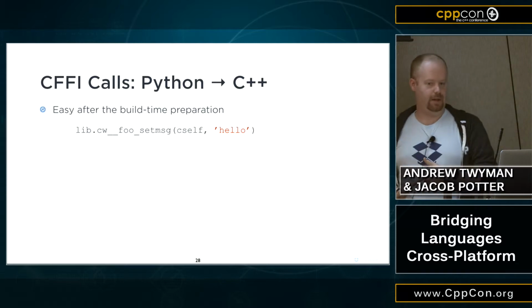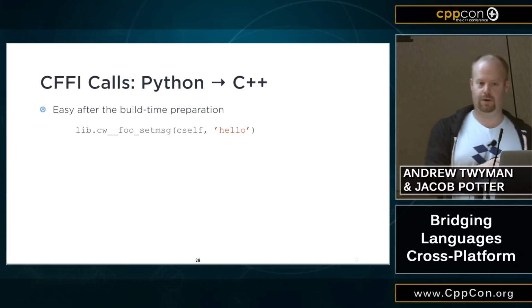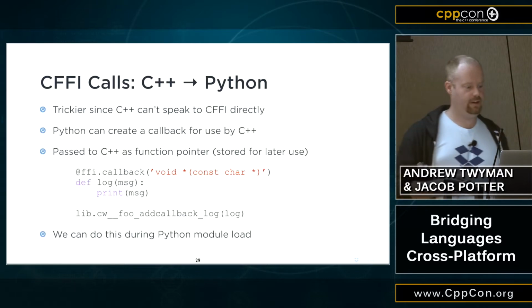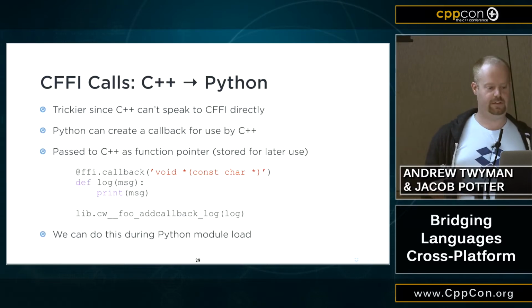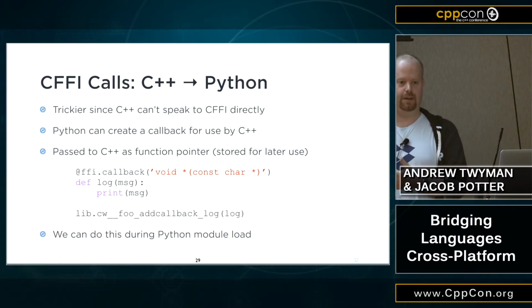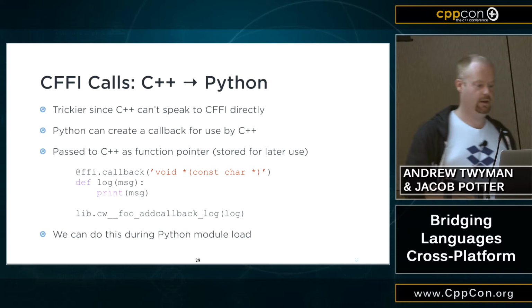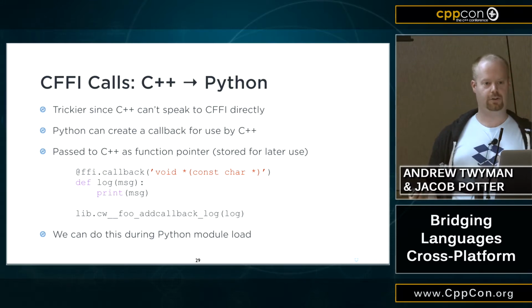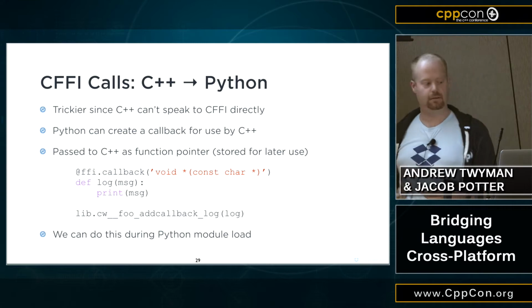Calling Python to C++ is pretty simple, given what I already showed you. Like we've already got that from CFFI. Calling in the other direction is not quite as simple because CFFI is only really available in Python. There's no way for C++ to talk directly to it. But there is a way to set up a callback, which can allow C++ to talk to it as long as Python sets something up in advance.